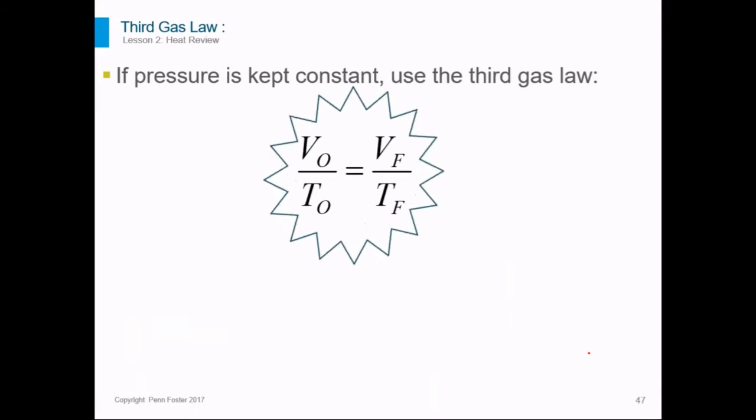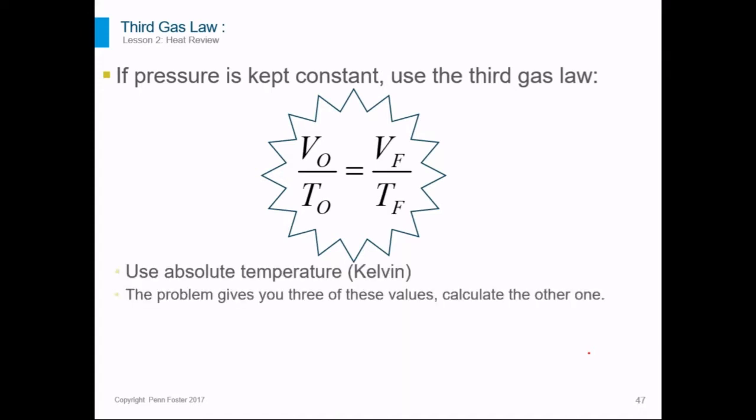The third one is about volume and temperature. So we've done pressure and volume, pressure and temperature. Our third combination here is volume and temperature. So with this one, again, we're using absolute temperatures. So if you see Celsius, you have to convert it to Kelvin. And again, it's going to give us 3 of the options, and you solve for the 4th one.